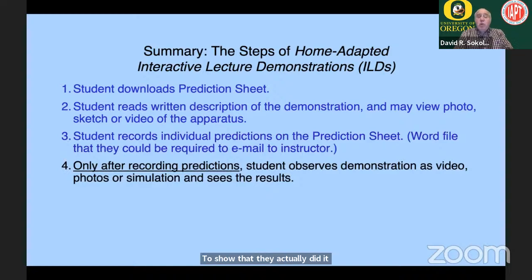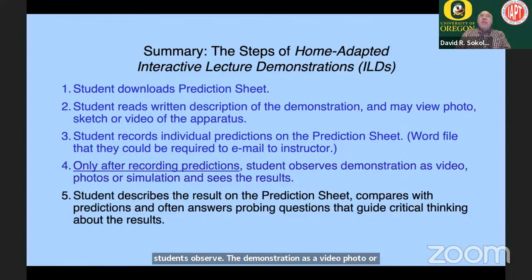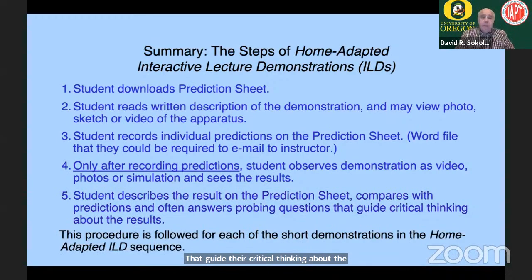Then only after recording their predictions, the students observe the demonstration as a video, photo, or simulation, and they see the results. And then they describe the result on the prediction sheet. They compare it with their predictions, and they're often asked probing questions that guide their critical thinking about the results. And again, this procedure is followed for each of the short demonstrations on the prediction sheet in that particular sequence.